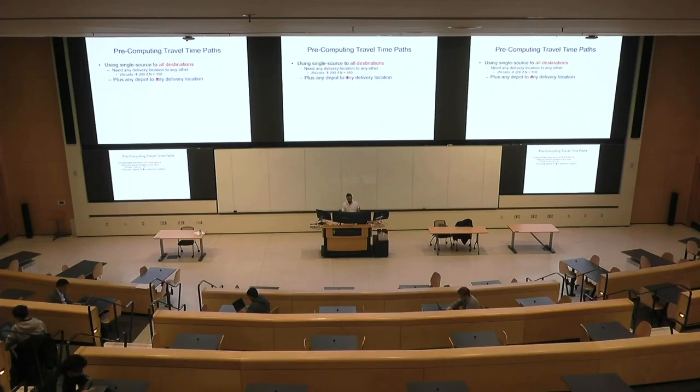Plus, we need any depot to any delivery location. So that's around D calls, because we will call the multi-destination Dijkstra from each single depot. Okay, so if let's say D is 10, that's around 10 calls, plus any delivery location to any depot. But actually we don't need that, right? Because we can get it earlier from these calls by continuing to expand the wavefronts until we reach all of the depots as well, as long as the other intersections.